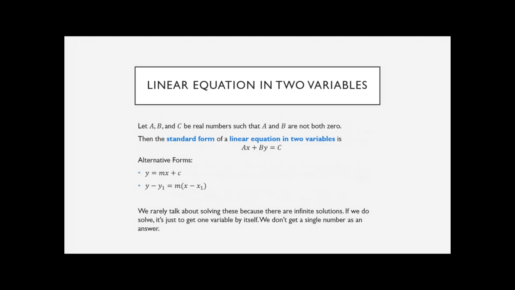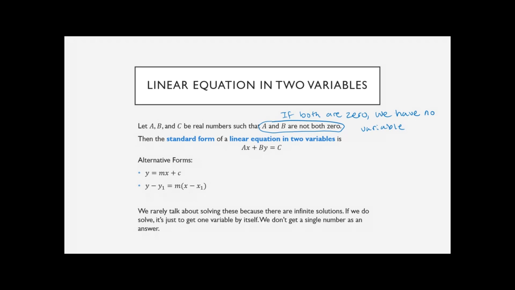The reason A and B can't both be 0 is because if they're 0, the variables disappear. Those are the numbers in front of the variables, so if both are 0, we have no variables. We can have one of them be 0, just not both of them. So that's why that is in our definition.